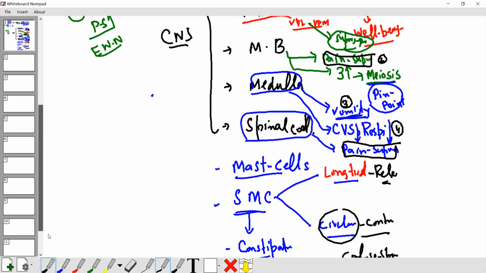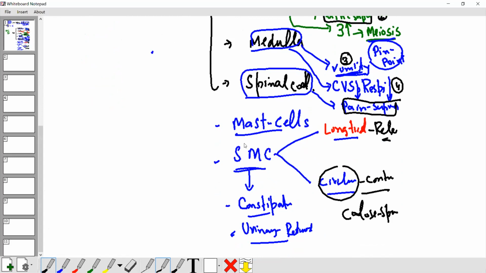Now move to the hollow organ system. In the mast cell, come here, listen carefully. If you remember, what does the mast cell do? Mast cells release histamine.